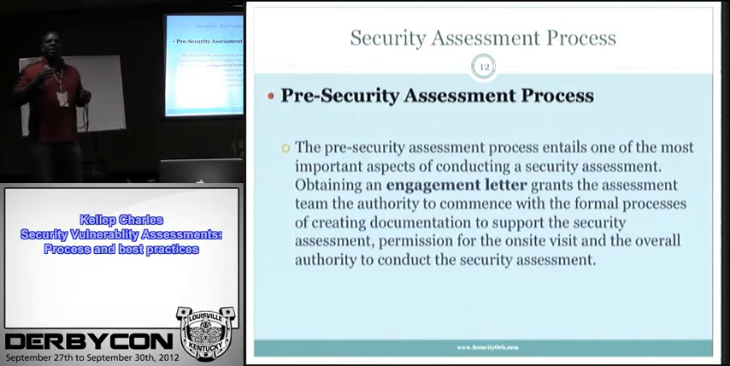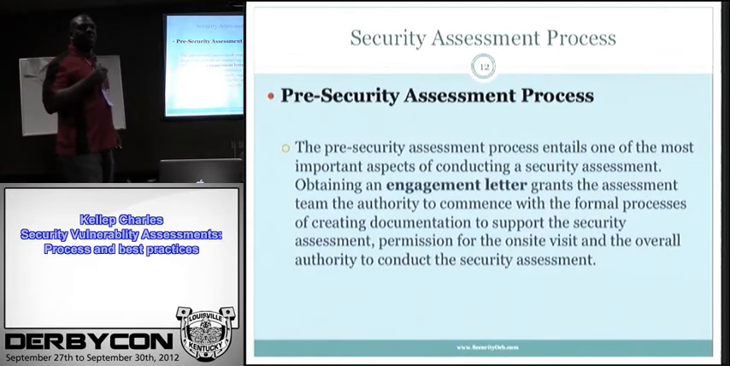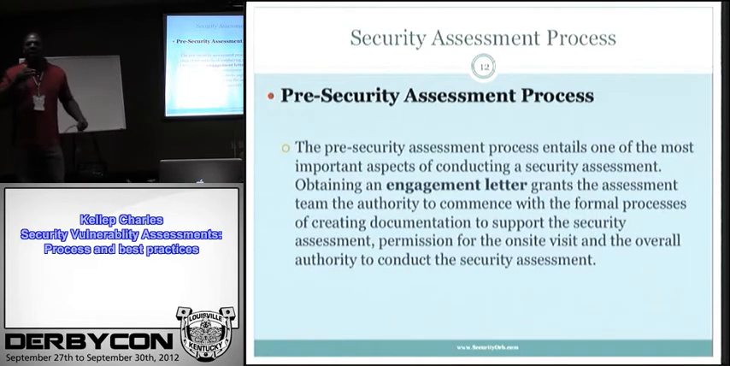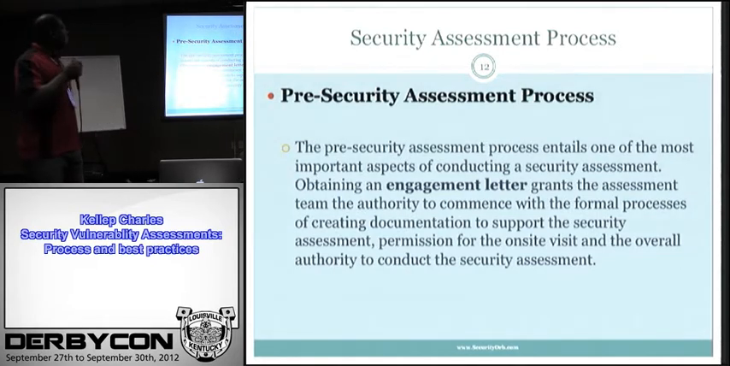This also gives the site notice to have their resources ready, because you're going to need either a security engineer or a system engineer with you to help you connect the IP addresses and all the information. So the pre-security assessment is where all the agreement on this information occurs.